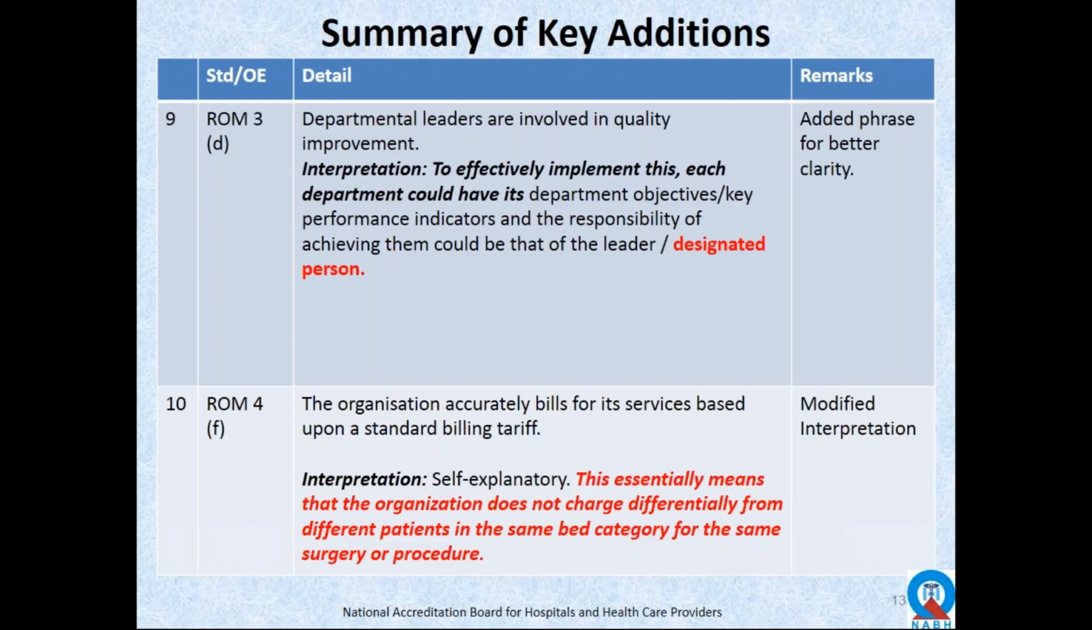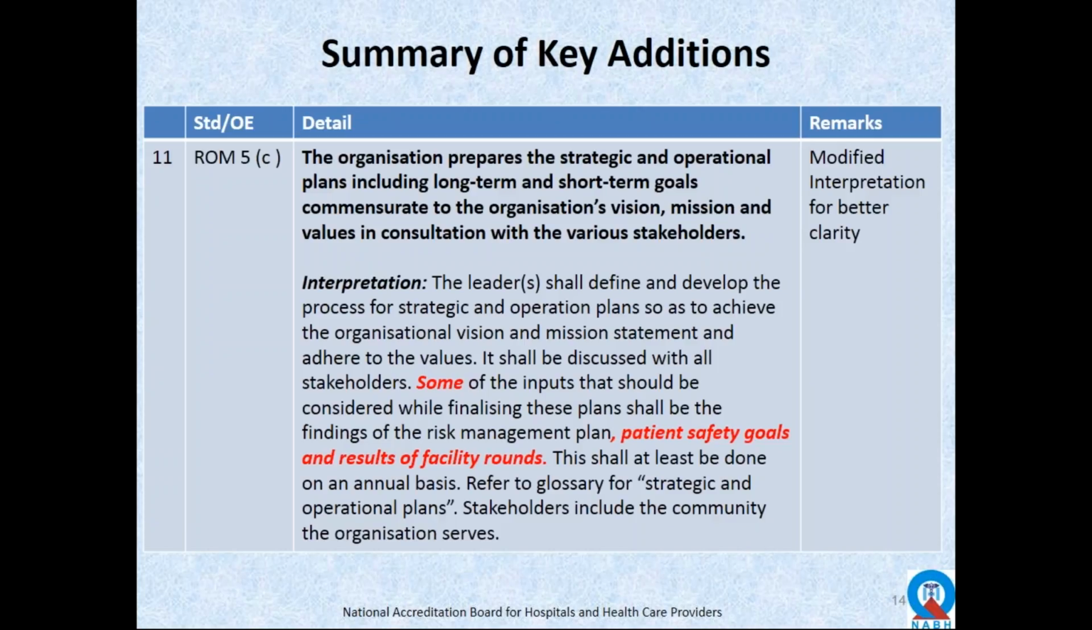ROM5C, the interpretation has been modified. This is the element on strategic and operational plans, and the modified interpretation brings clarity on how the inputs should come for the strategic and operational plans. Some of the inputs that could be considered while making these plans are the findings of the risk management plan, the patient safety goals, and the results of facility rounds. These are some of the things that would guide the preparation of strategic and operational plans, which should be done at least on an annual basis.